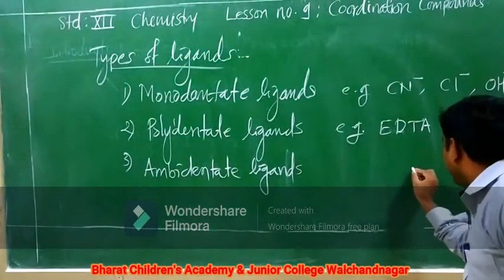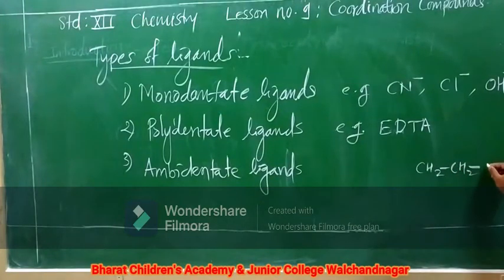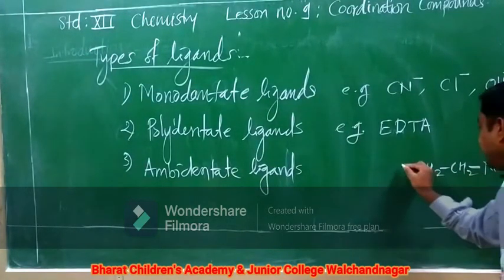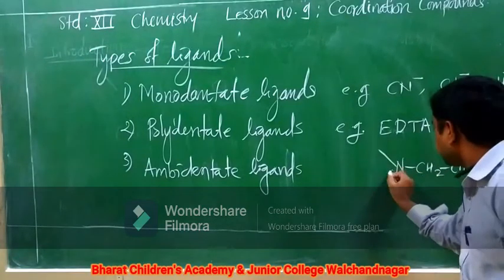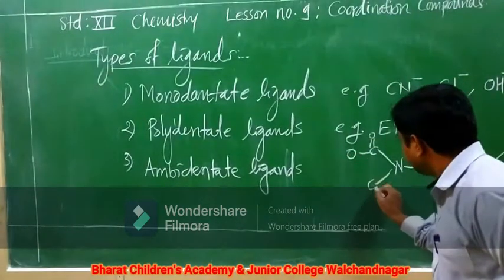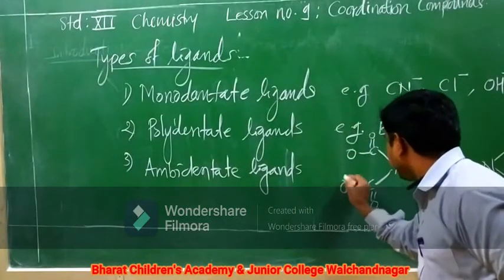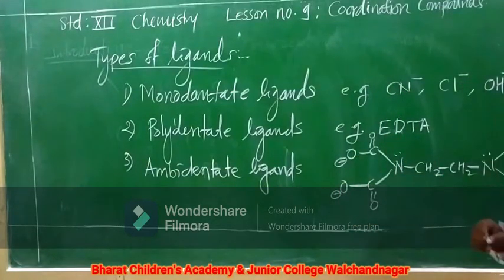So the structure of EDTA is like this. This is your ethylene. Then you have two amine groups on either side of the ethylene. Then each amine is further attached with the acetate on both sides. This is the structure of your EDTA, ethylene diamine tetraacetate.